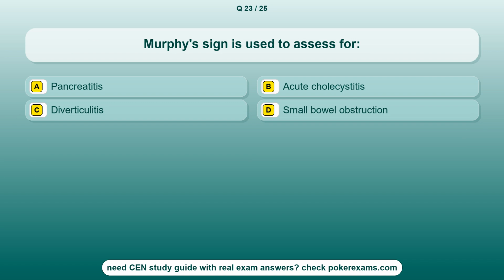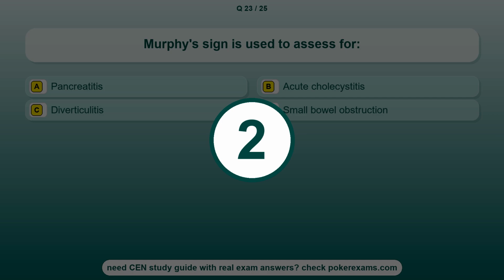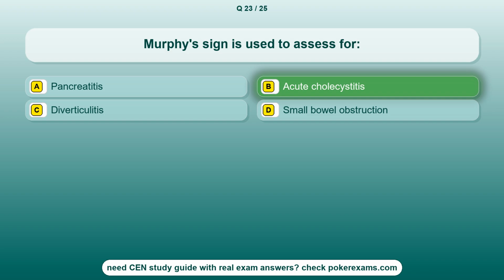Question 23. Murphy's sign is used to assess for Option A, pancreatitis. Option B, acute cholecystitis. Option C, diverticulitis. Option D, small bowel obstruction. The correct answer is option B, acute cholecystitis.